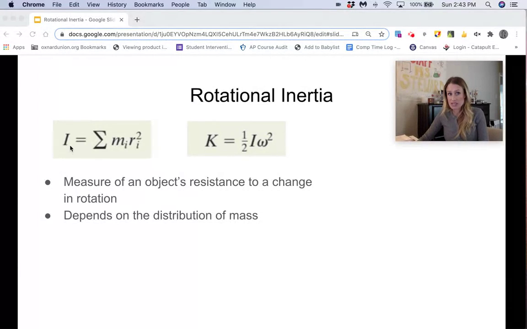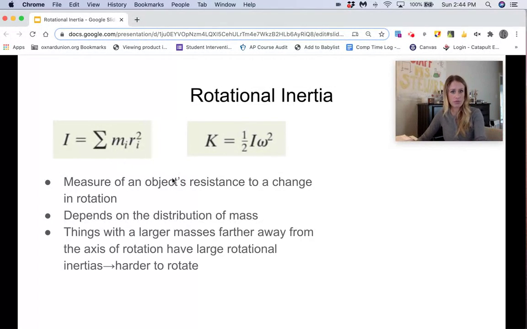Objects that have a large rotational inertia are going to have a large mass and/or a large radius. Really what this means is the more mass that's farther away from that axis of rotation, the higher the rotational inertia, and the harder this object is to rotate. That's the gist of the entire thing. Things with larger masses farther away from the axis of rotation have large rotational inertias, which means they're harder to rotate.